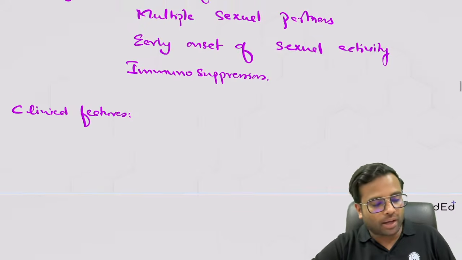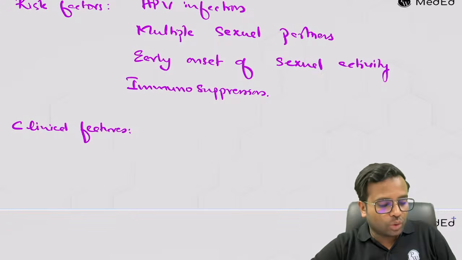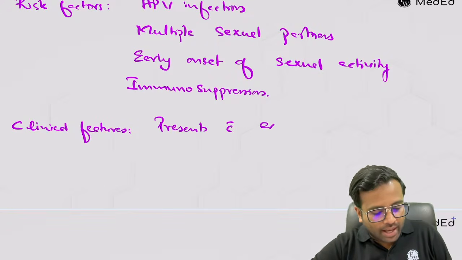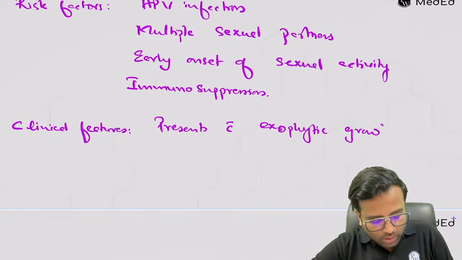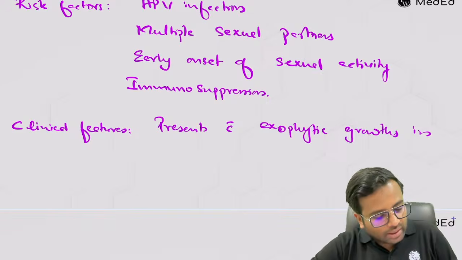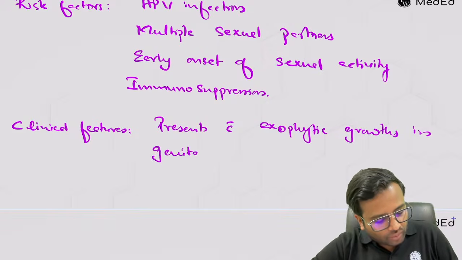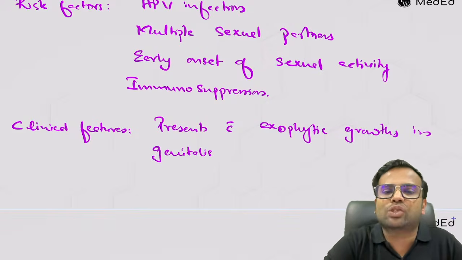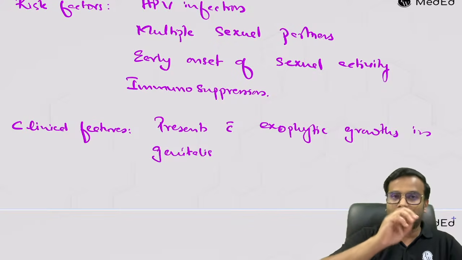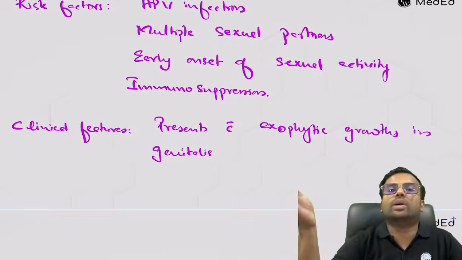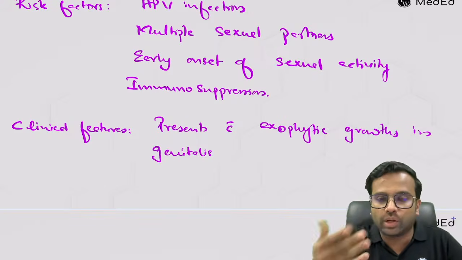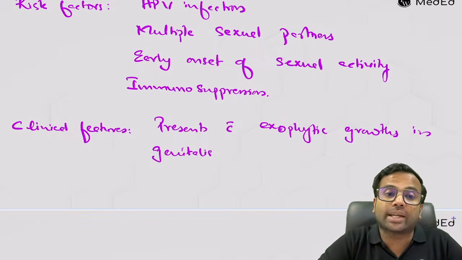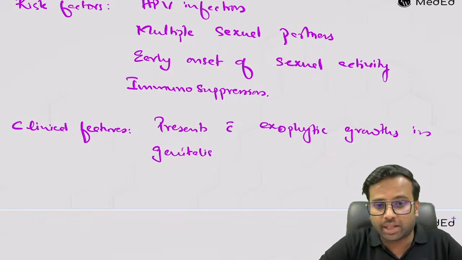Condyloma acuminata usually presents with exophytic growths in the genitalia. So what do you mean by exophytic growths? Exophytic means which grows outwards of the skin. So these are something which can grow outwards towards the skin. It is called exophytic growths in the genitalia.